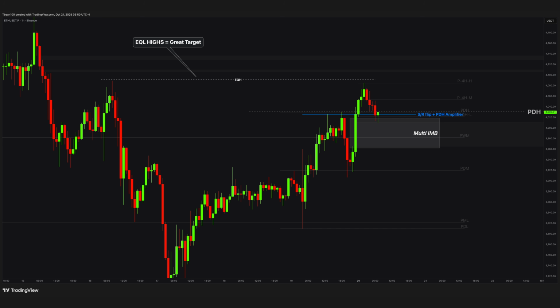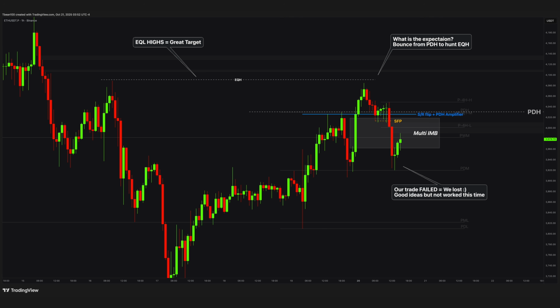Now this zone with multiple imbalances and those inner swing failure patterns looks like a perfect spot to look for entries. So in the end, my expectation is pretty straightforward again, a bounce from the PDH, powered by those multiple imbalances and swing failure patterns, aiming to take out the equal highs above. But hey, look at what actually happened here. Our trade failed really badly, and we ended up losing money on this one.